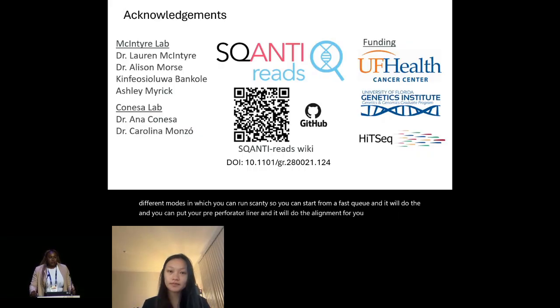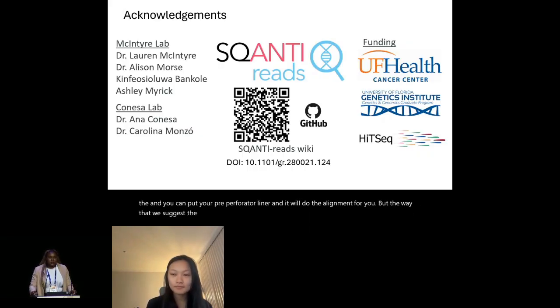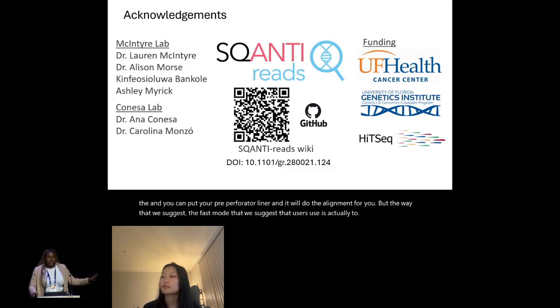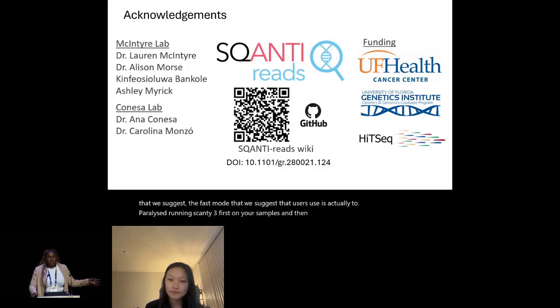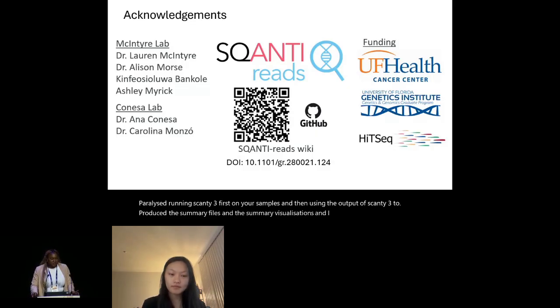But the fast mode that we suggest that users use is actually to parallelize running SQANTI-3 first on your samples, and then using the output of SQANTI-3 to produce the summary files and the summary visualizations. And I don't remember exactly the runtime, but I think for like 5 samples with 2 million reads each, it took about 5 to 10 minutes to run.